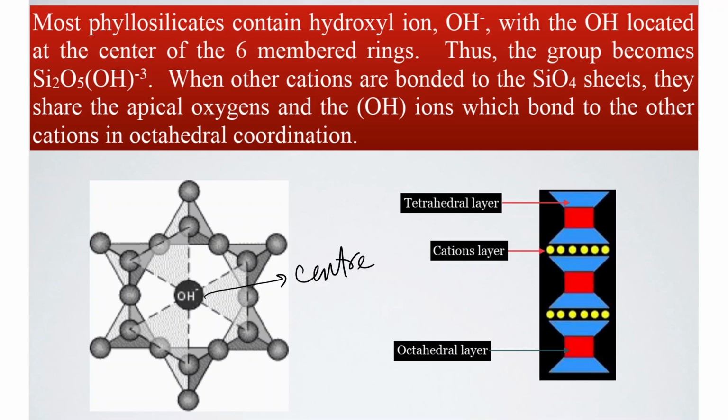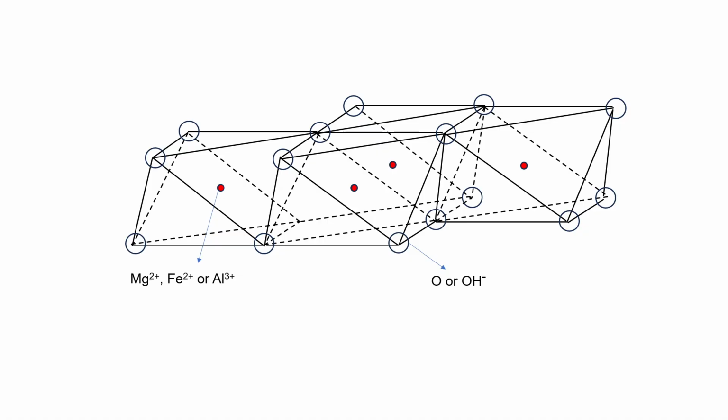So when other cations are bonded to the SiO4 sheets, they share the apical oxygens and the OH ions, which bond to the other cations in octahedral coordination. So when you say octahedral coordination, they will be surrounded by six of such ions. So it is the apical oxygens and the hydroxyl ion which make up together the six, and therefore you will get the octahedral layers.